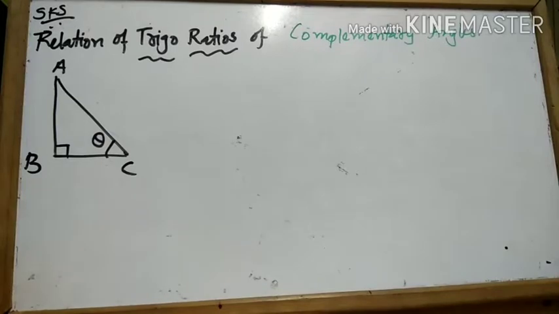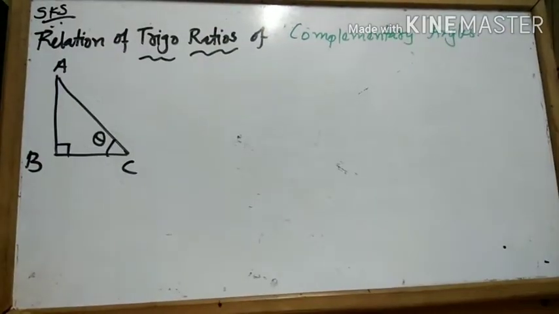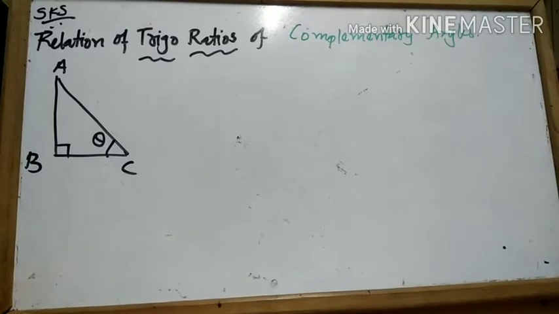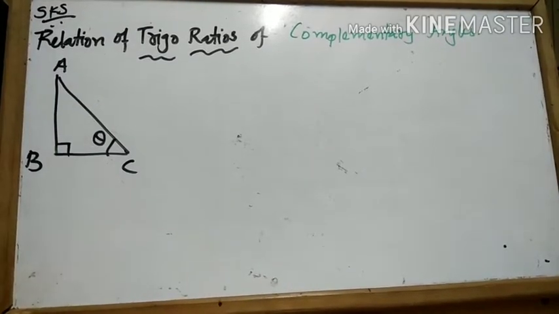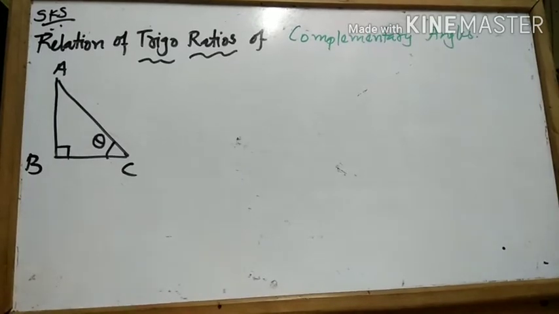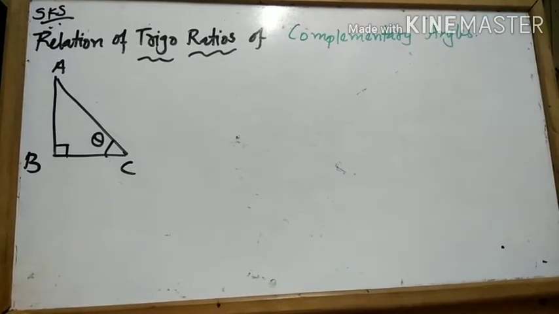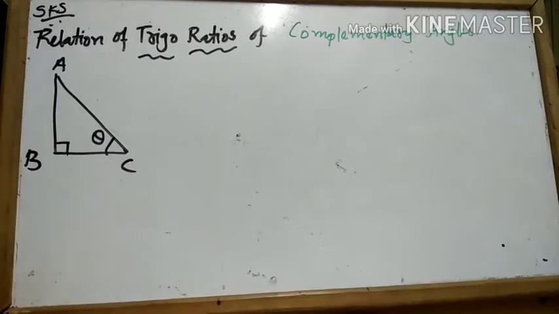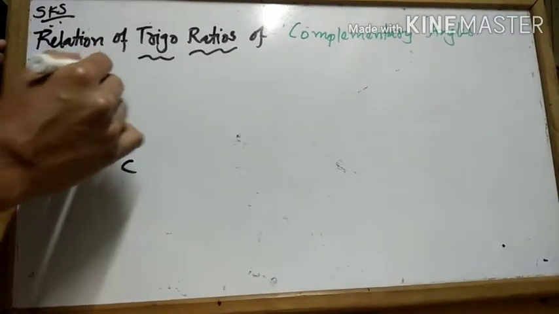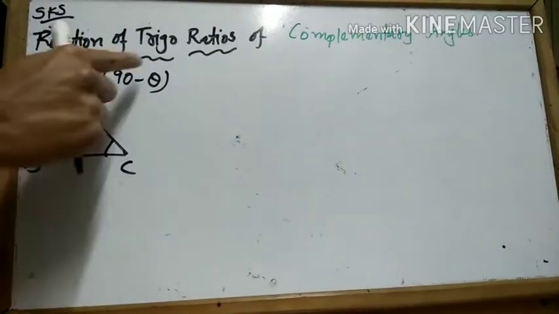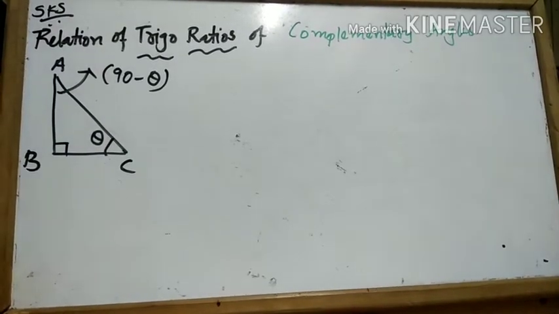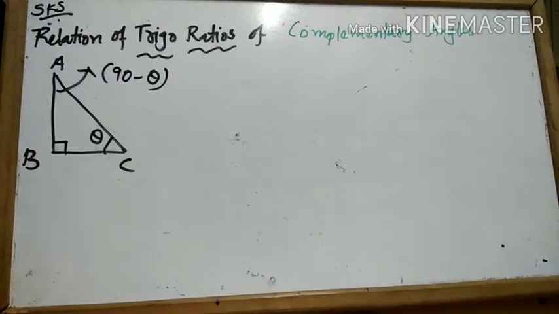Now, first of all, I would like to go back to the basic concept of complementary angles. If the sum of two angles is 90 degrees, then they are called complementary angles. In triangle ABC, angle B is 90 degrees. Hence, the sum of the remaining two angles, A and C, will be 90. So, if angle C is theta, then angle A will be 90 minus theta. You have to understand this very well. One angle is theta, the other will be 90 minus theta. I hope this was clear to you when I explained the first concept.